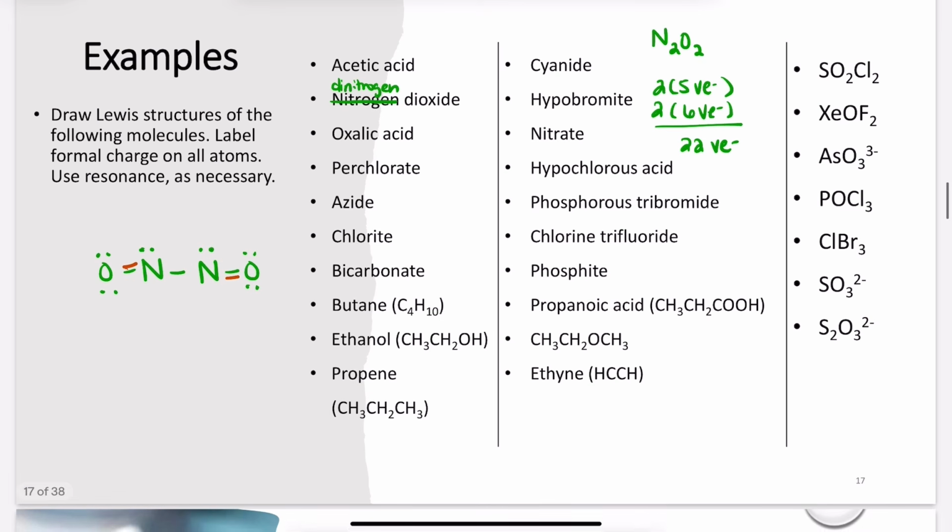Let's check formal charge. Oxygens with 2 lone pairs and 2 bonds, 0 formal charge. Nitrogen with any combination of 3 bonds. So a double bond and a single bond counts as 3 bonds. 3 bonds and a lone pair, 0 formal charge. This is the correct Lewis structure of dinitrogen dioxide.